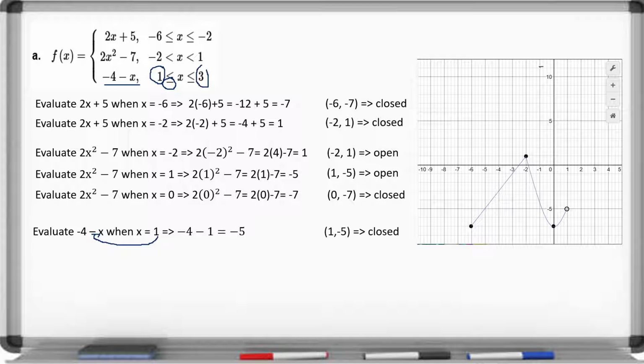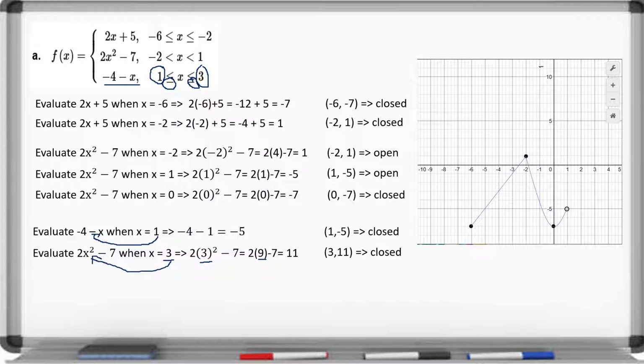Now we're looking at the second endpoint of 3, which by the way is closed because of that equal sign. So plug in x equals 3 into the function, and you're going to get 3 squared, which is 9. 9 times 2 is 18. 18 minus 7 is 11. So our coordinates are 3, comma, 11, and it's closed. Now, this is not a complicated function. This is actually just a line, so I can just choose those two points and connect the dots. So if we plot those dots and then connect them with a line, that's our graph.